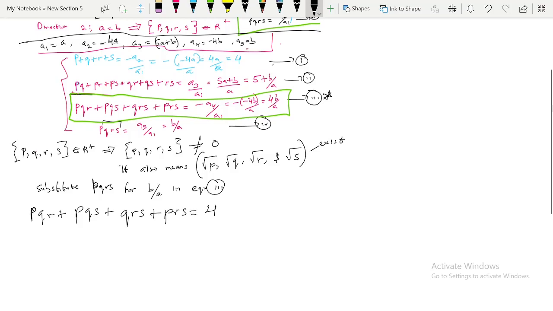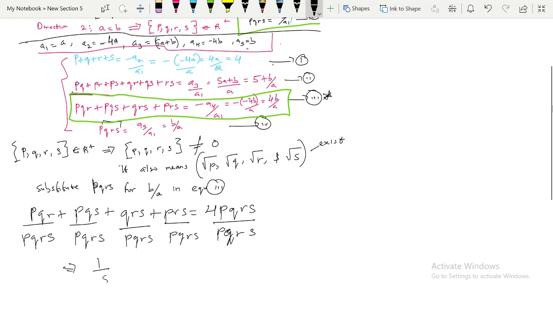And we know that B over A is PQRS, right? Then I can divide through by PQRS. Why can I do this? Because none of PQRS is 0 because they are positive reals. We agreed on this. It's very important. So I divide through so that I have 1 over S plus 1 over R plus 1 over P plus 1 over Q is equal to 4. So let me box this.